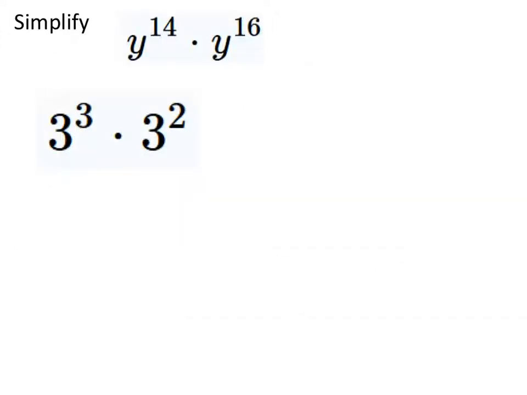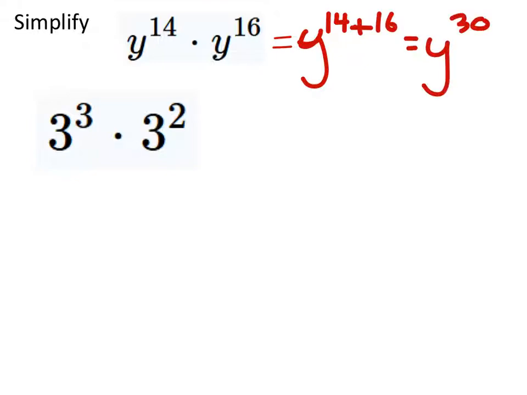So here's a couple that they want us to simplify, and this first one is already too big. y to the 14th and y to the 16th. I wouldn't want to expand those just because there's so many of them. So I'm just going to use the product rule on this one, 14 plus 16. So that's y to the 30th.